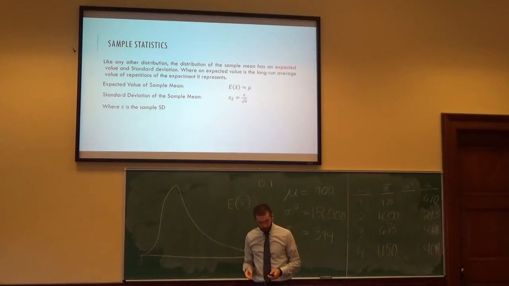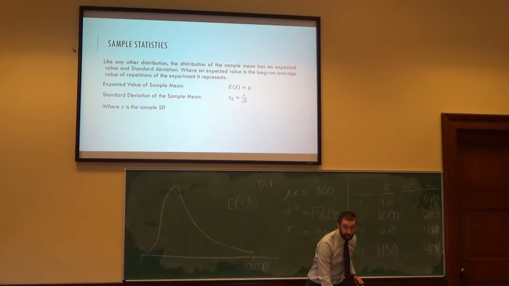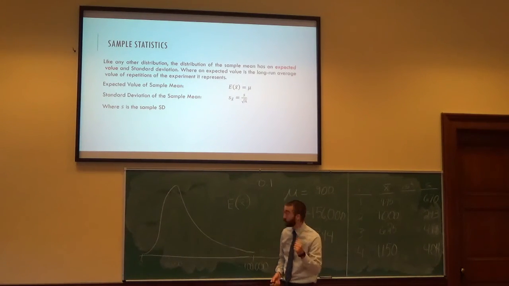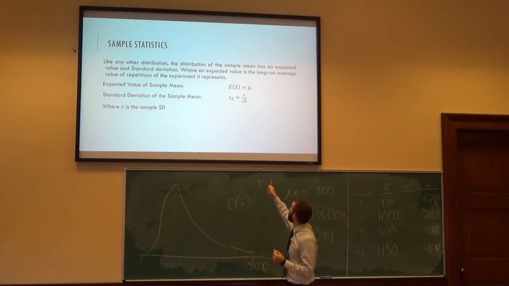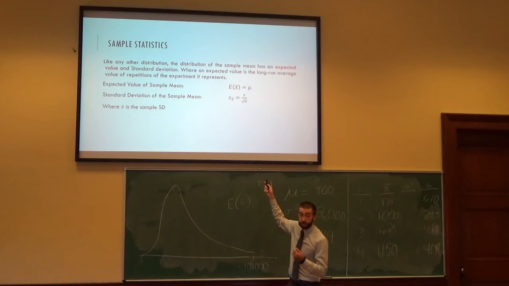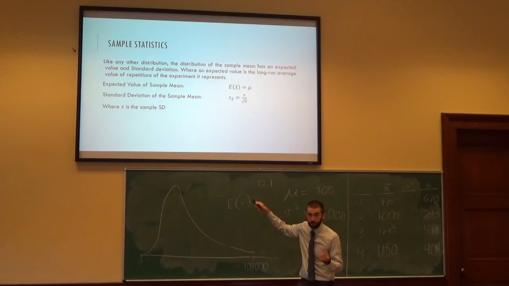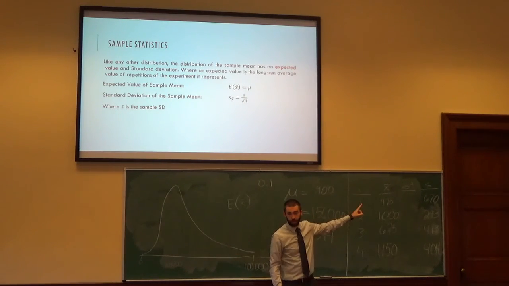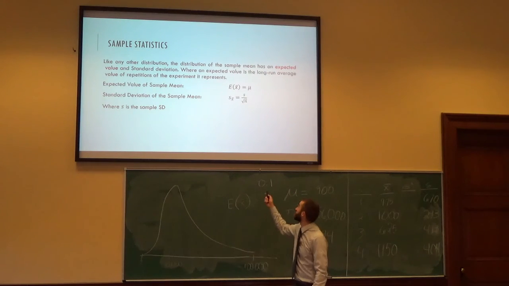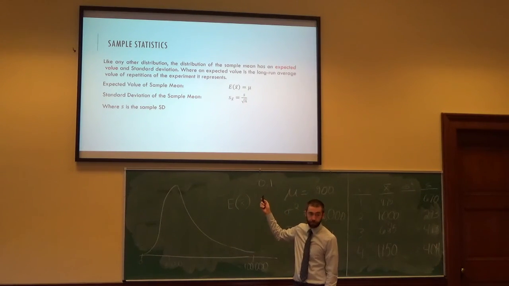And then we also want to know the standard deviation of the sample mean. This is really important. We're really getting to important material here, especially when we do econometrics. The standard deviation of the sample mean is calculated as the standard deviation from your sample data divided by the square root of your sample size.